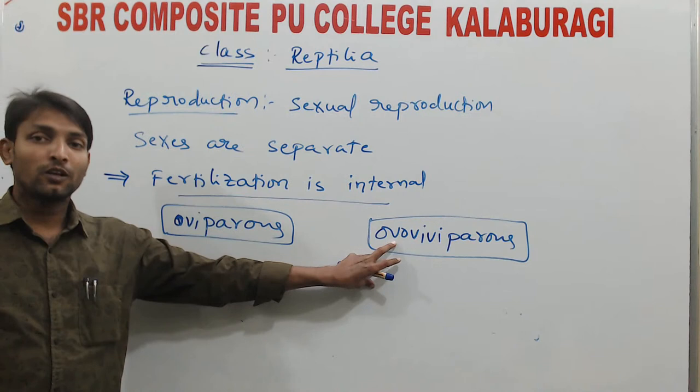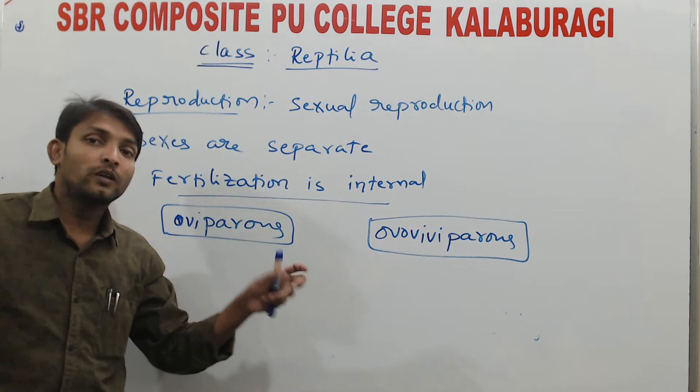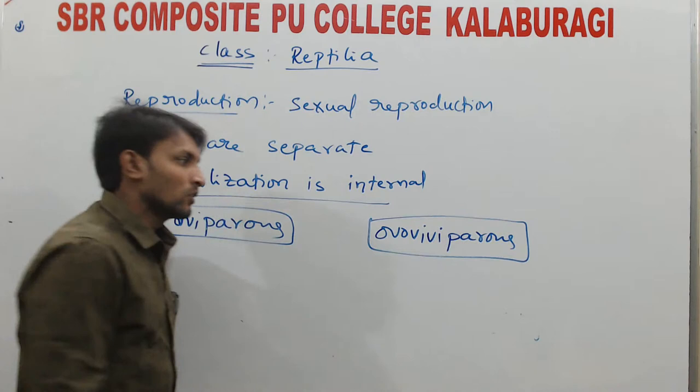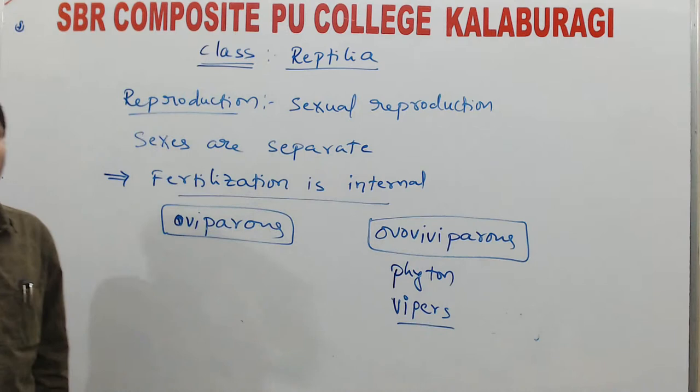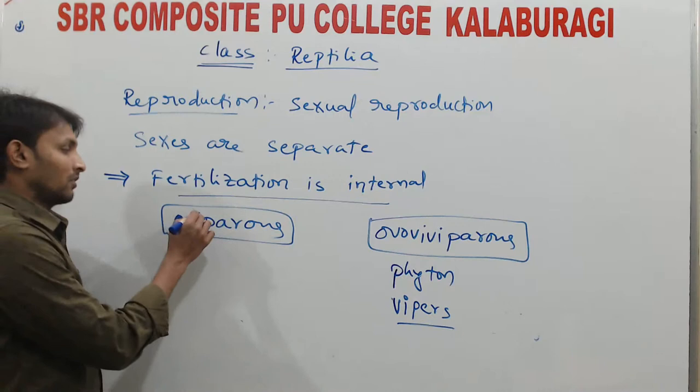Some of the organisms will give direct birth to the young ones, even among reptiles. The best example is python, or particularly vipers. Pythons and vipers give birth to the young ones directly. And most of the organisms lay the fertilized eggs.